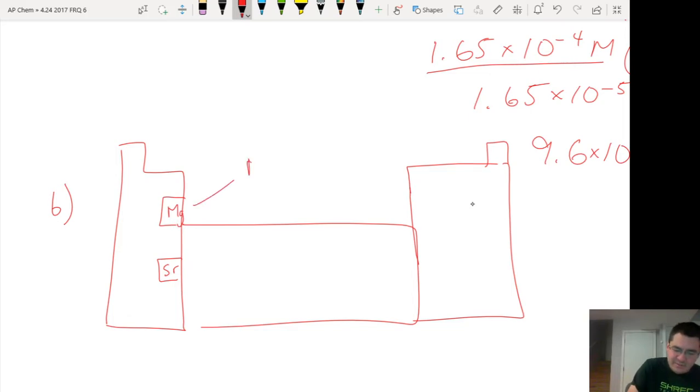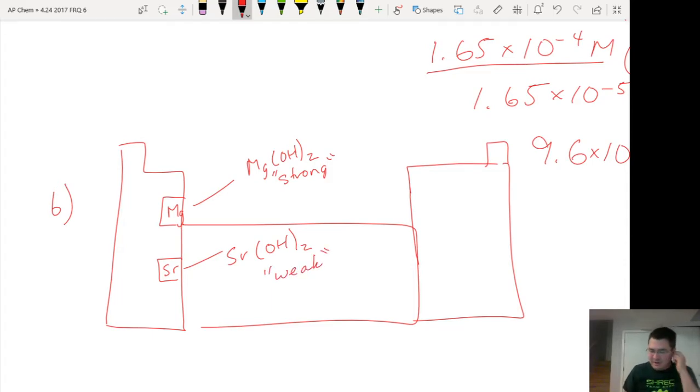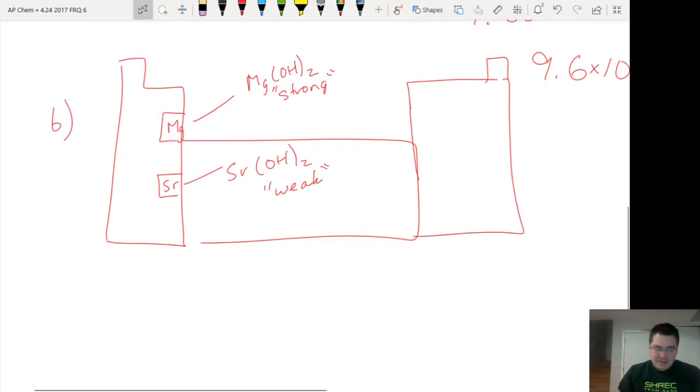And remember, Mg(OH)2 was strong, meaning it had a high lattice energy, and strontium hydroxide was weak because it had a smaller lattice energy. So why would strontium hydroxide be weaker than magnesium hydroxide? Is it because it's lower? Yeah, it has something to do with being lower on the periodic table.